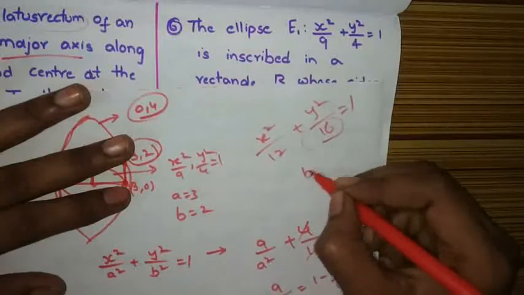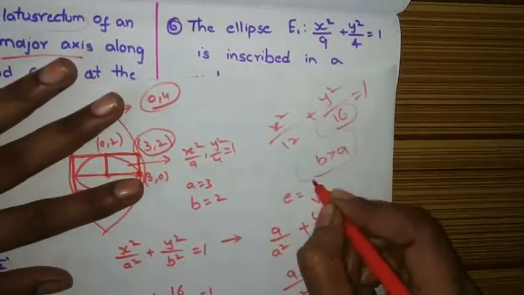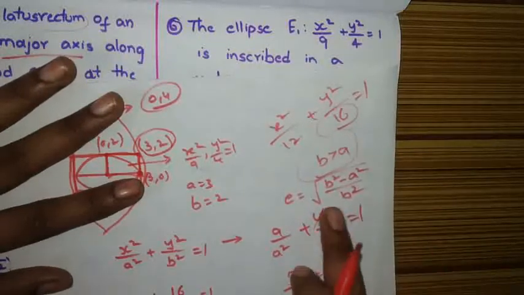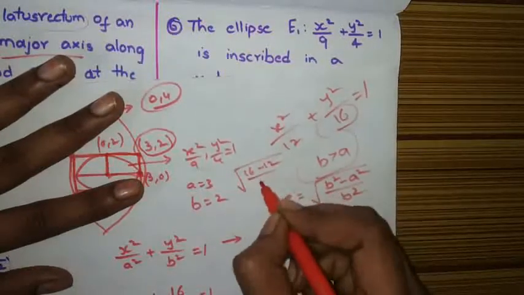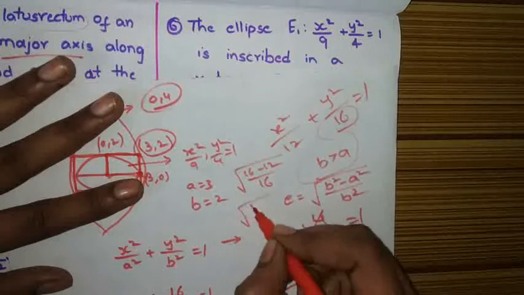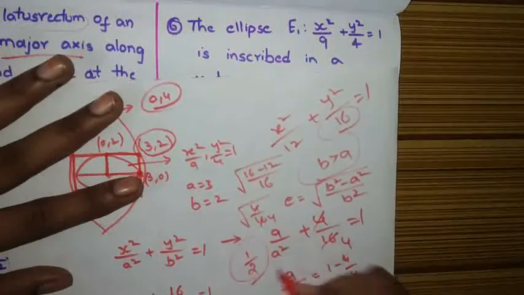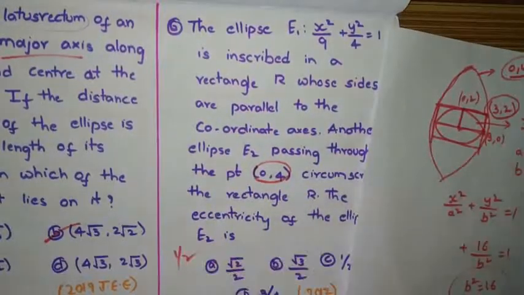Here b is greater than a. So for this ellipse eccentricity is equal to square root of b square minus a square by b square. Now b square value is 16. So square root of 16 minus 12 by 16. Then it will become 4 by 16, 1 by 4. So it will become 1 by 2. Eccentricity is 1 by 2. Okay. For this ellipse eccentricity is 1 by 2.